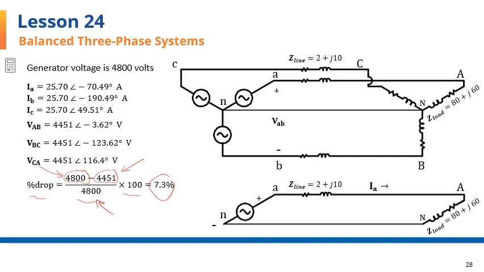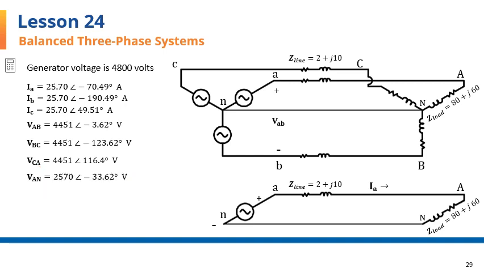Next, I'll find the real and reactive load power. But let me first go back and make a note of the line-to-neutral load voltage that was calculated earlier, because we're going to need that. And here it is, VAN. Multiplying this line-to-neutral voltage by the conjugate of the current, IA, will give us the complex load power for a single load. And here it is, S for single phase of the load equals VAN times IA conjugate.